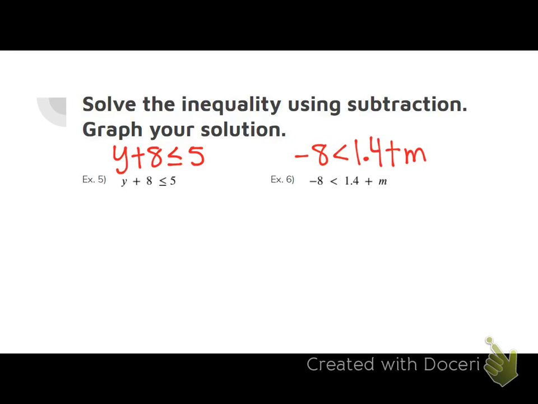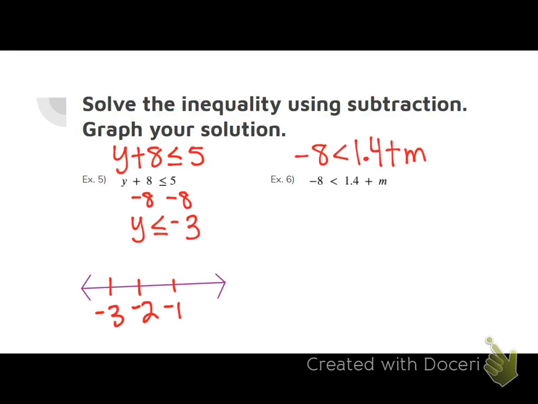So on number 5, when we subtract 8 on both sides, we get y is less than or equal to -3. And then we would want to graph that. Open or closed at -3? Closed at -3, shaded to the left because it is a less than symbol.